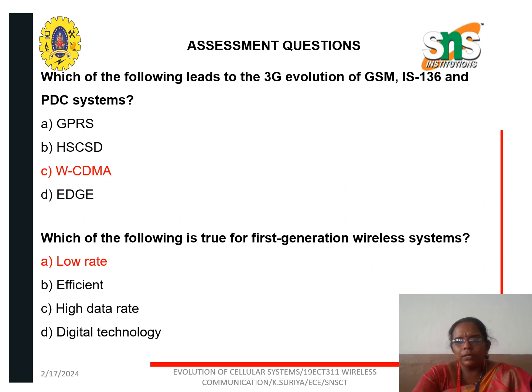Which of the following leads to 3G evolution of GSM, IS-136 and PDC systems? GPRS, HSCSD, WCDMA or EDGE? Yes, the answer is WCDMA. Next question is, which of the following is true for first generation wireless networks? Either it is low rate, efficient, high data rate, or digital technology. So the answer is low rate.